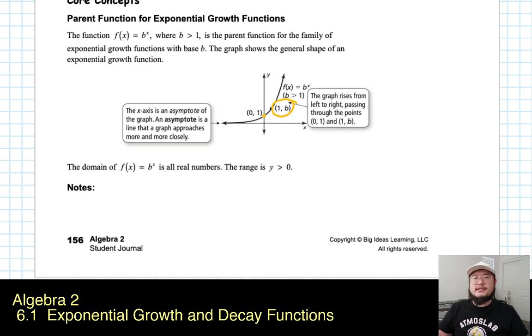Well, what's our range? Well, remember, the range is your values of y, and since it's not going to ever cross the x-axis, our range is y is greater than 0. Not equal to 0, because if it's equal to 0, then the x-axis is not the asymptote. So that's right there some of the key highlights to our function.